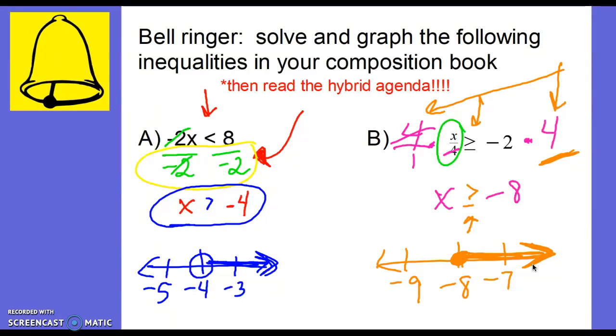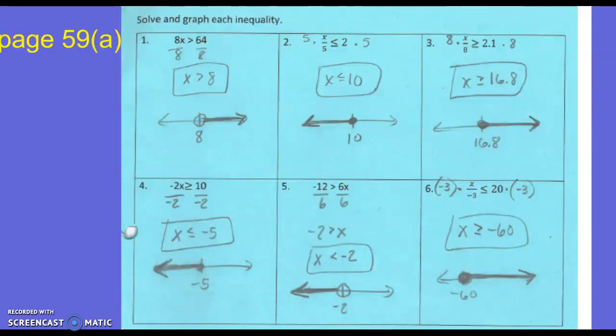Now if you would, let's go ahead and turn to page 59A, and I want you to check your answers in case I didn't get to check them yesterday. Pay special attention to what's happening in each problem. So number 1, you should have divided by +8. Since you divide by 8, you keep the arrow the same.